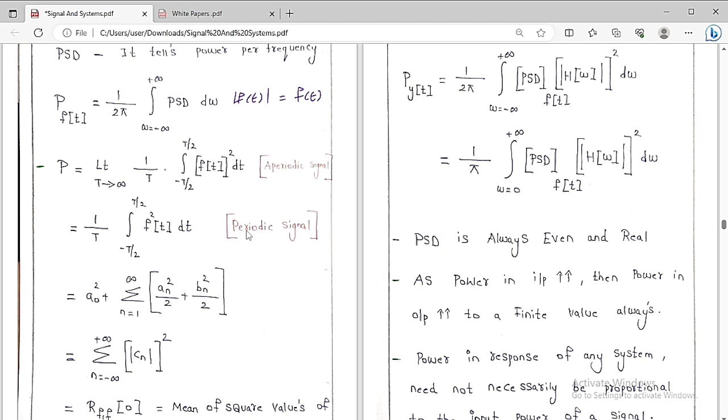So this expression you always have to keep in your mind. Therefore, the power P is equal to 1 by T into the integration from minus T by 2 to T by 2 of f(t) whole square dt. This is the expression for the power present in a periodic signal.